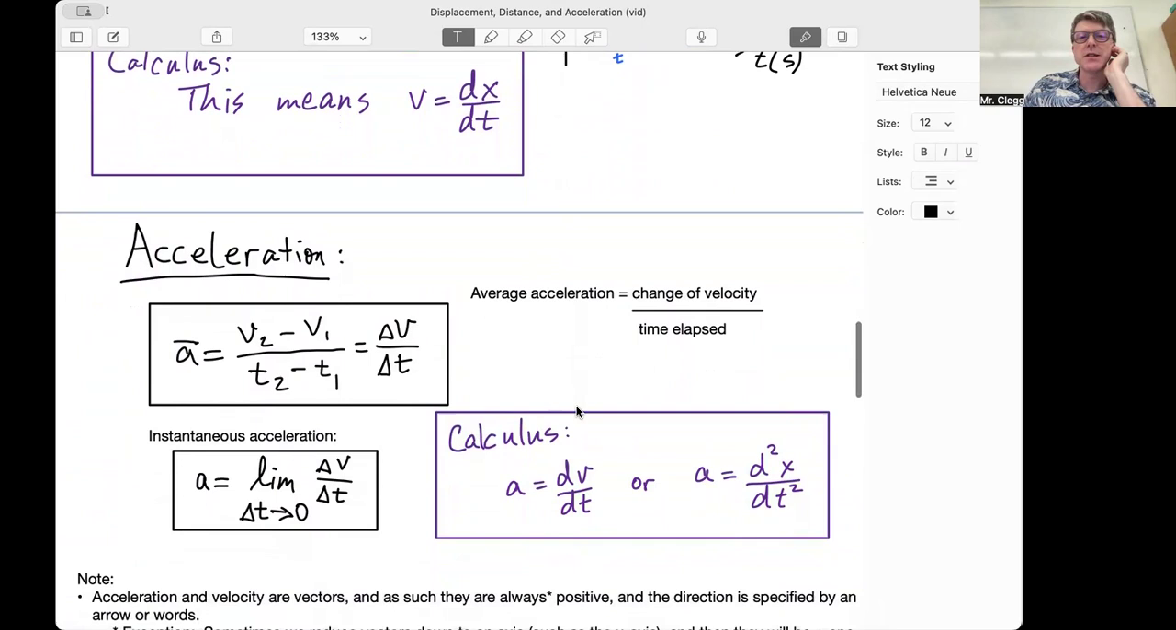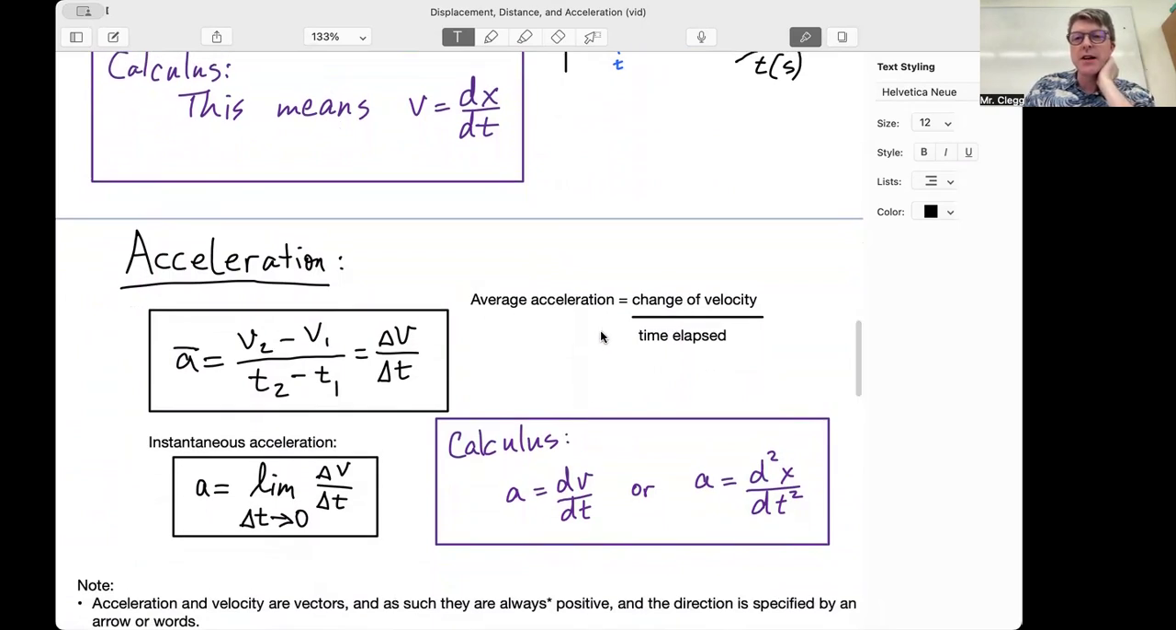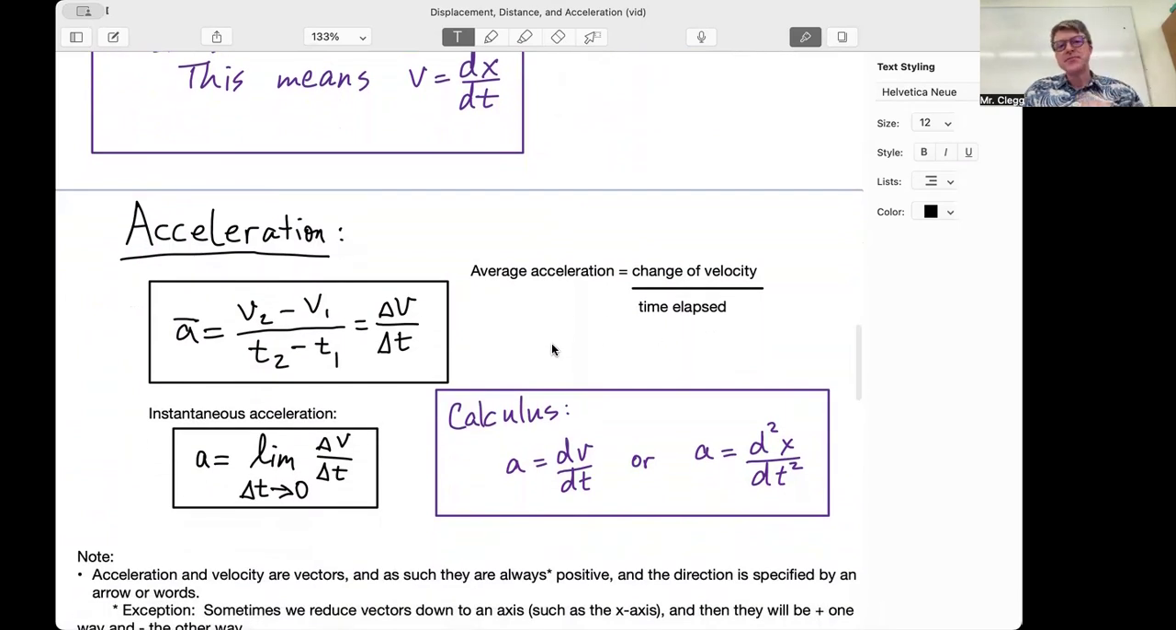Okay, acceleration. Now, acceleration is the change of velocity over the time elapsed. And so average acceleration is, sorry, I forgot to say average. So we have the average acceleration, with a bar over the top, is velocity 2 minus velocity 1 over t2 minus t1, and it's equal to delta v over delta t.